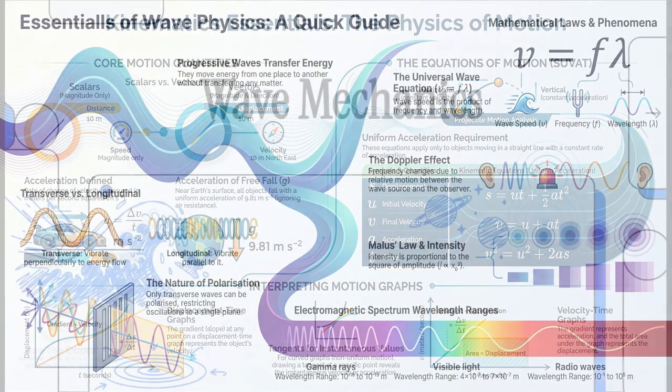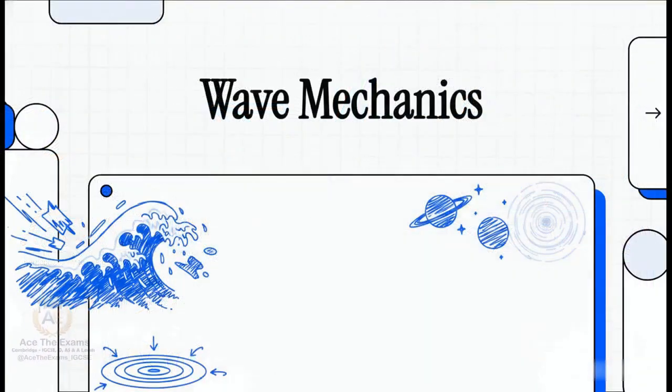I am your host, and today we're stepping into the clinic to diagnose a massive topic from the Cambridge AS level physics syllabus, specifically paper 9702. We're talking about wave mechanics. Look, we all know waves act as nature's ultimate energy carriers, right? But the way examiners test this can be incredibly tricky.